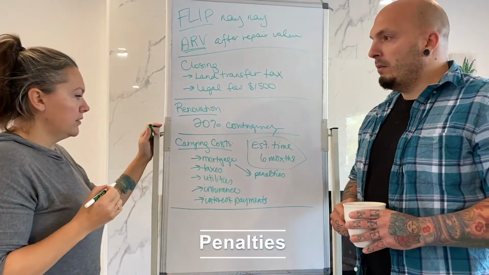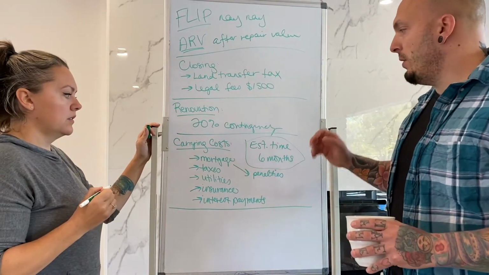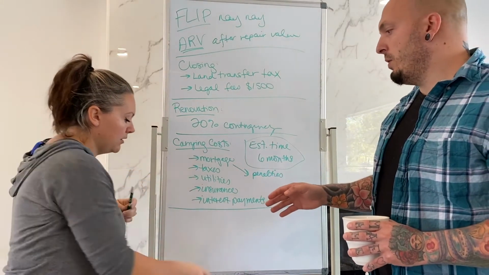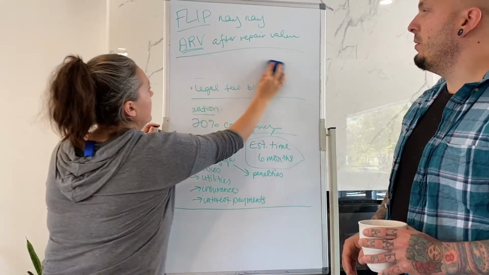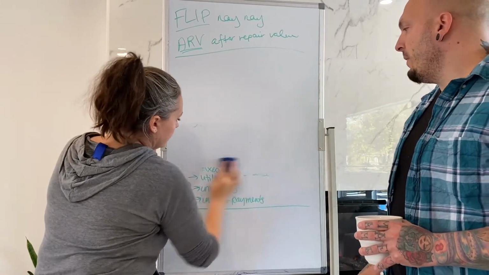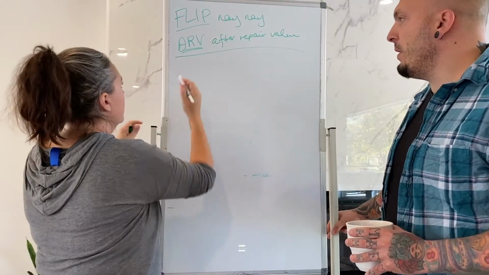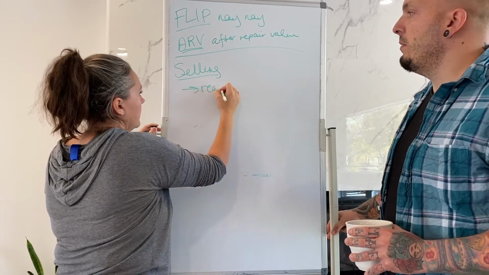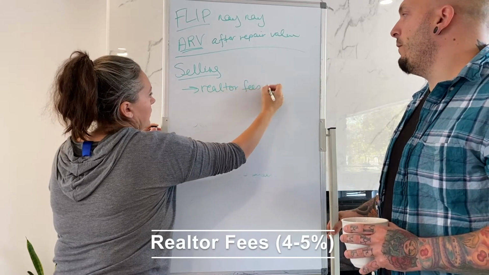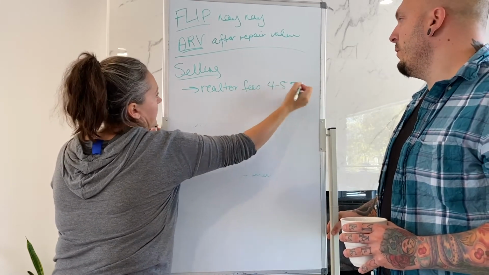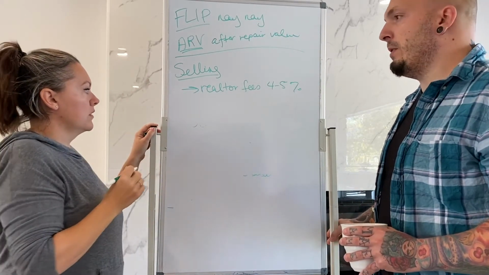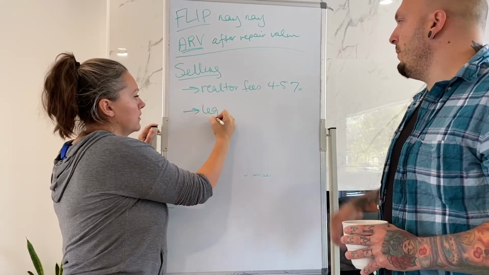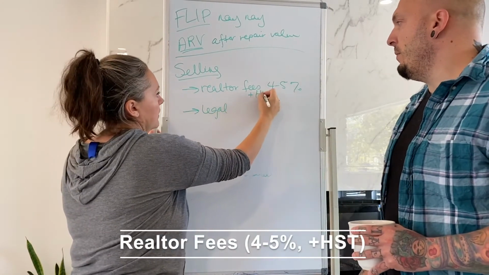All right, and then you get your project all done, it's looking good, and you list the property. There are going to be some costs in selling the property, which could be substantial. These fees include your realtor fees to sell, which is typically 4 to 5%. The average house price in London is over 500 now, so that really can add up. And plus HST too, don't forget. It's something people forget, and it can be significant.